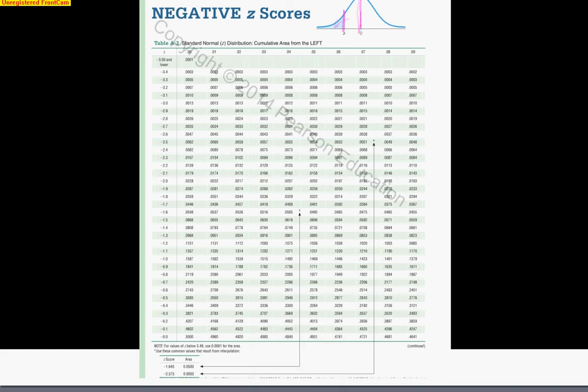negative 0.47. So let's go over here, negative 0.4. Here's the negative 0.4, and we'll follow it over 5, 6, 7, right here. 0.3192. So let's go back to our work.